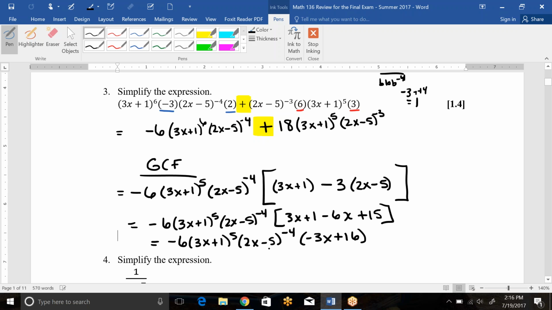So the only thing that we absolutely have to fix is that you can't have a negative exponent. So we will move that one base, the 2x minus 5 to the negative 4, to the bottom. And this will be our final answer. And now it's to the positive 4th power.